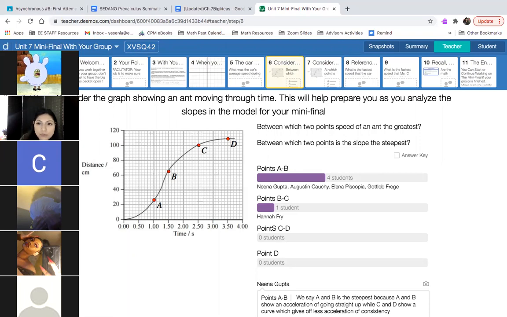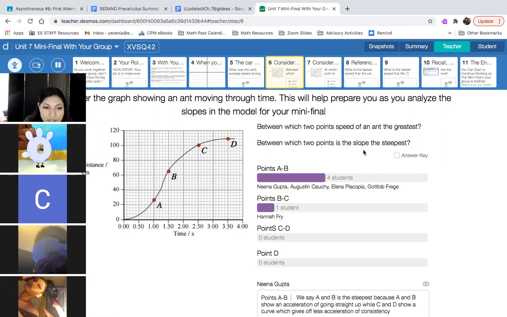This is going to help you prepare to analyze the slopes in the model that you have for your mini final. Here are the two questions that you see. Between which 2 points is the speed of the ant the greatest? Between which 2 points is the slope the steepest? Those two questions actually mean the same thing. Between what 2 points is the slope the steepest, or in other words, when was the speed of the ant the greatest? How we could answer this is to draw some lines between the 2 points and visually see which is steeper.